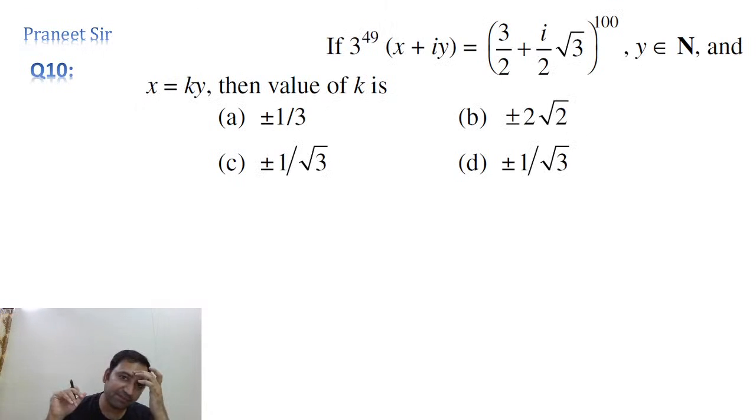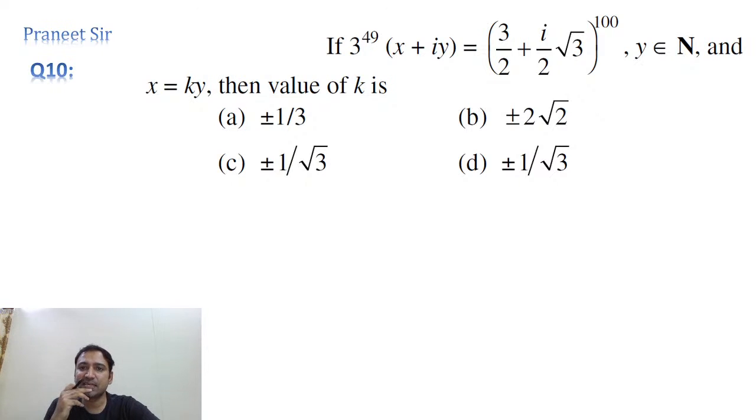Yeah, this is the next question we have. 3 power 49 into (x + iy) is equal to ((3/2) + i(√3/2)) whole power 100, and y is a natural number. If x = ky, then the value of k is how much? Let's do this question. We can apply De Moivre's theorem, guys. Let's try to simplify this.